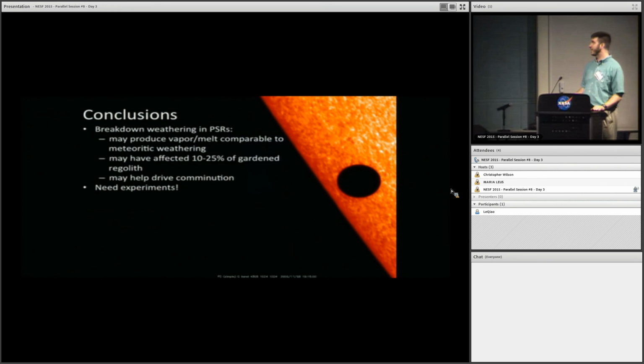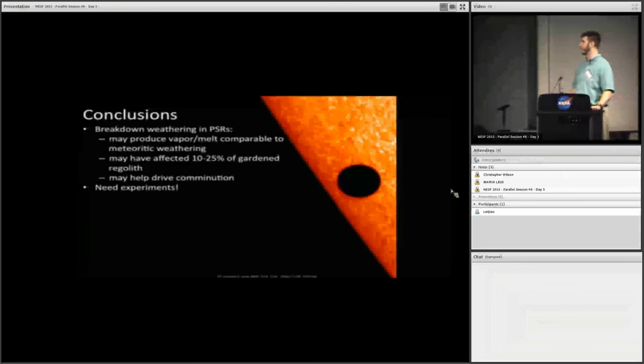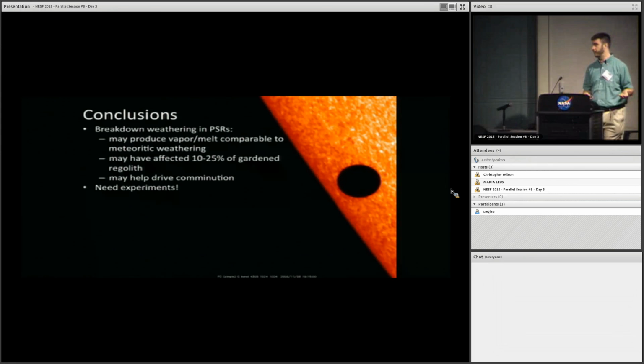So in conclusion, breakdown weathering does seem to have the potential to be comparable to meteoritic weathering, and it may help drive comminution. And we really do need experiments to test some of these ideas. We're starting some collaborations, and we're going to hopefully get the ball rolling on that. And if you've got some ideas for that, please talk to me.